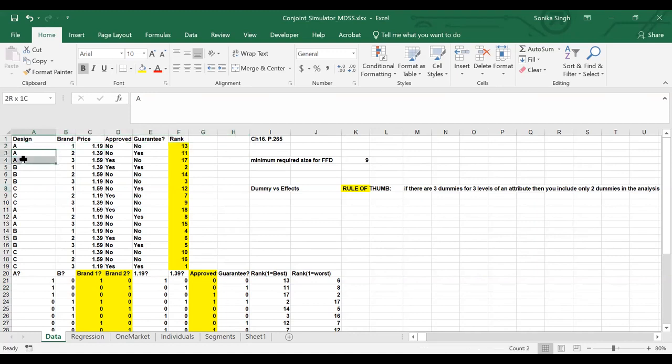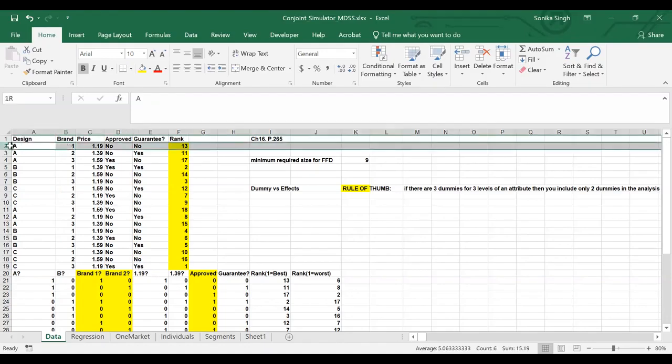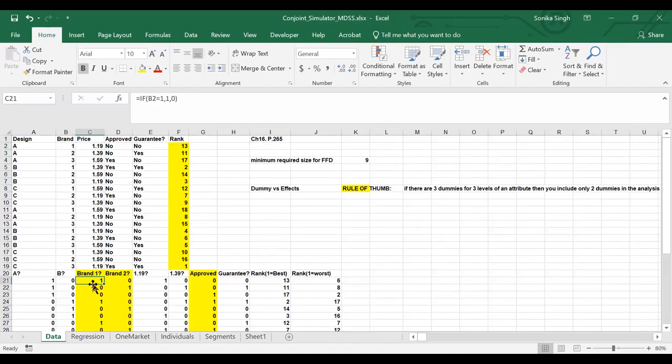So the first three cases you see are design A, so design A has been coded as 1. In the next three cases, it is design B. So the dummy for A takes a value of 0, but the dummy for B takes a value of 1. Now let's see, in the very first design, the brand is 1. So the dummy variable for brand 1 takes a value of 1, and the dummy variable for brand 2 takes a value of 0. Again, remember, there were three levels to this attribute, brand 1, 2, and 3, but we have included only two in our analysis, and so on.